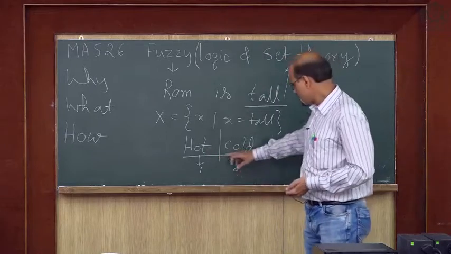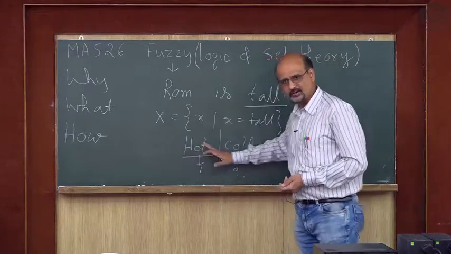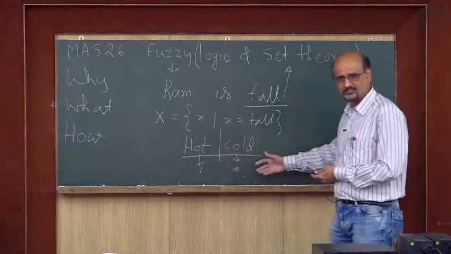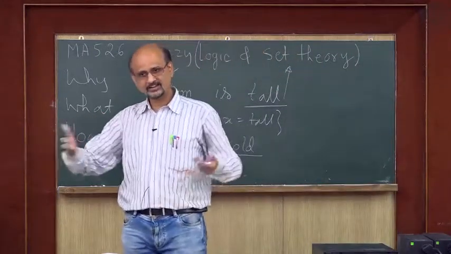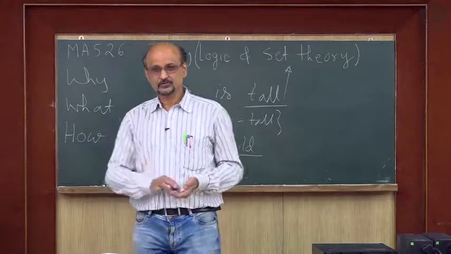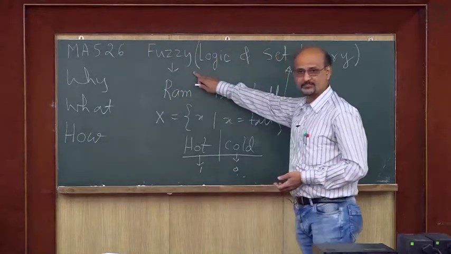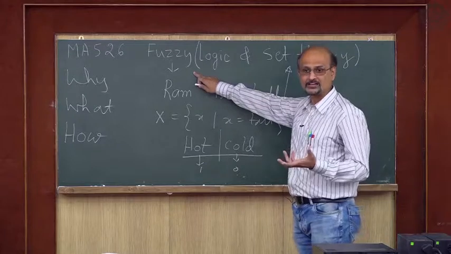Okay? So very hot, less hot, hot, average. So how many answers you may have actually? Again it is user defined. So that is actually your fuzziness or uncertainty.